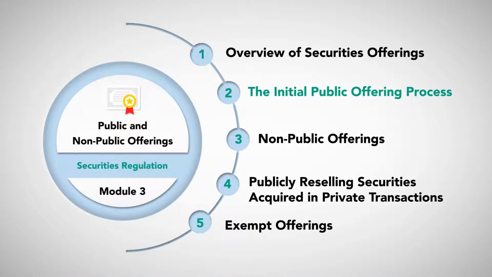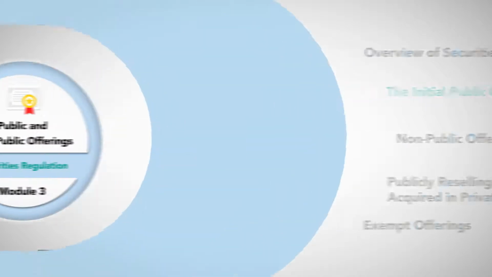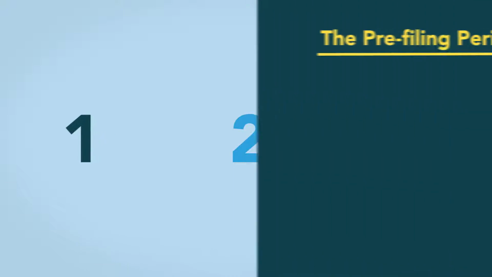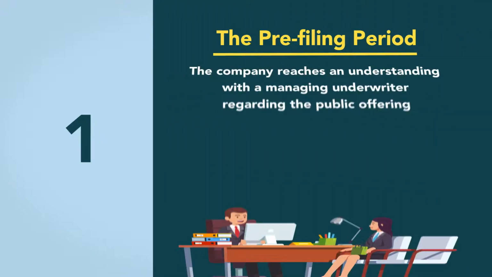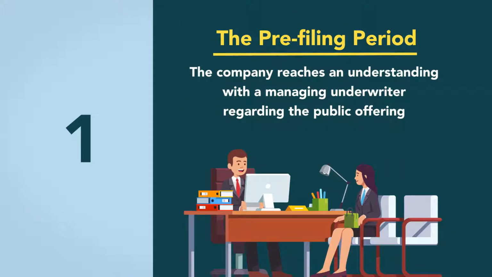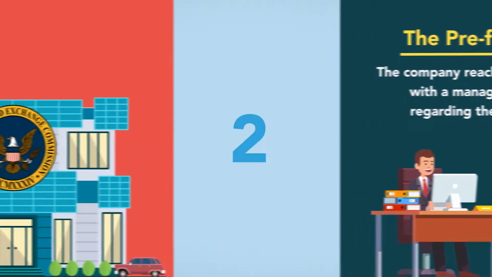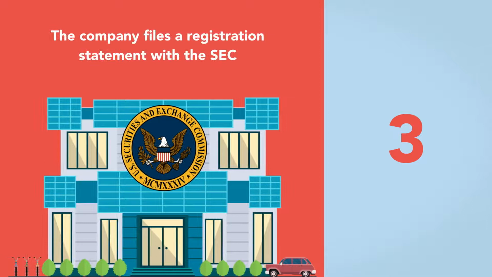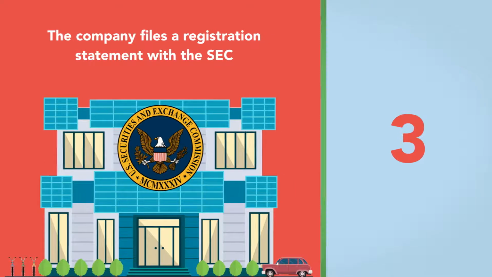The initial public offering process. A public offering involves three phases. Each phase has its own set of rules. The first, the pre-filing period, begins when the company reaches an understanding with a managing underwriter regarding the public offering. It ends when the company files a registration statement with the SEC.